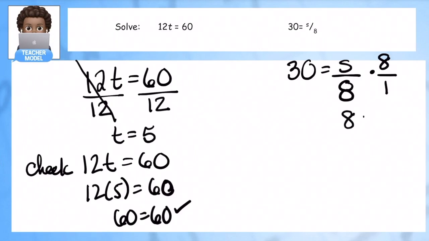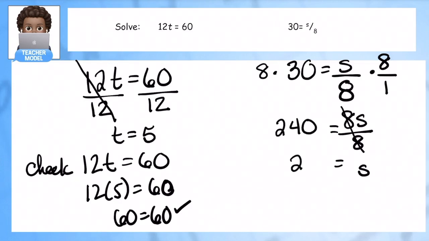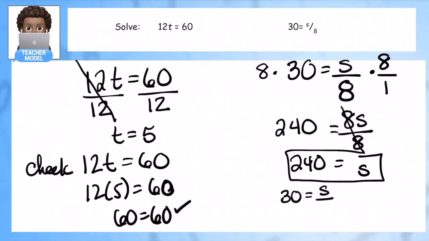Why? Because that's going to give me 8s over 8, which will simplify, again, to just 1s. That's the goal. Remember, whatever I do to one side, I've got to do to the other. So my other side is just times 8 over 1, or just 8. And I'm getting 240. So s is equal to 240. Let's test it out. 30 is equal to s over 8. 30 is equal to 240 over 8. Yeah, 240 divided by 8 is 30. 30 equals 30. And that is done.